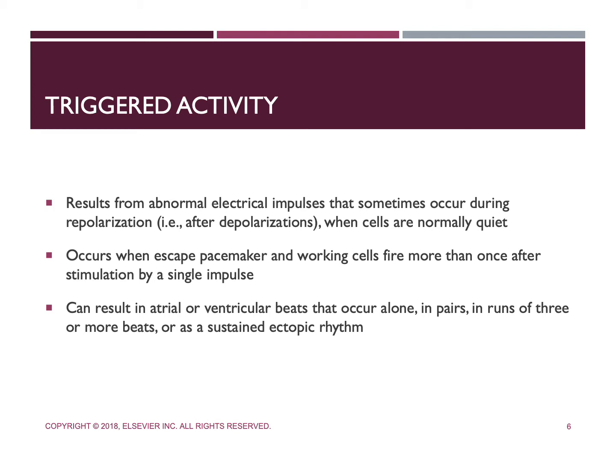Triggered activity is going to result from abnormal electrical impulses that sometimes occur when the heart is at rest, during repolarization, when that area is refilling. This is normally when those cells are quiet. Triggered activity also occurs when escape pacemaker and working cells fire more than once after stimulation by a single impulse. Triggered activity can also result in atrial or ventricular beats that occur alone, in pairs, in runs of 3 or more beats, or as a sustained ectopic rhythm.